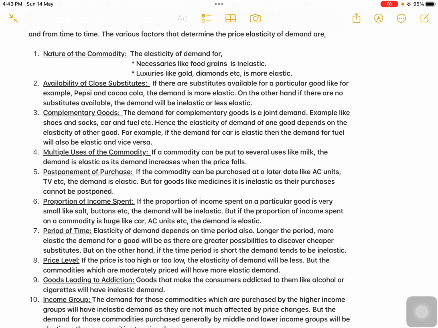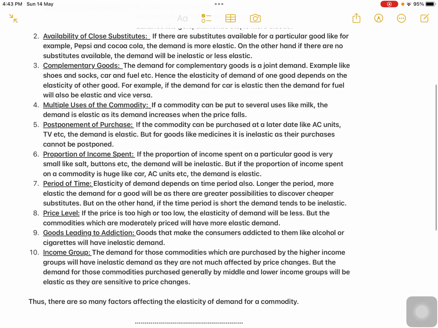Okay, if substitutes are available, the demand will be elastic. If there are no substitutes, the demand will be inelastic. Okay, now next, the third one is complementary goods.